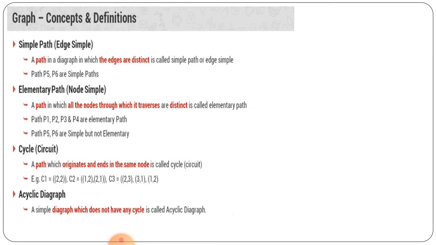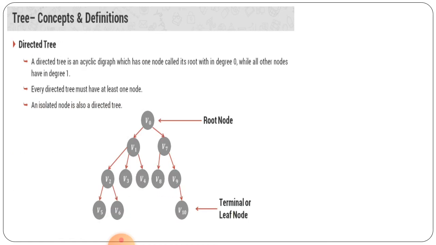An acyclic diagram is one that does not have any cycle. Now the directed tree, here it is given. What does directed tree mean here? It is an acyclic diagram, not having a cycle, which has one node called its root. Here this is the root, right?